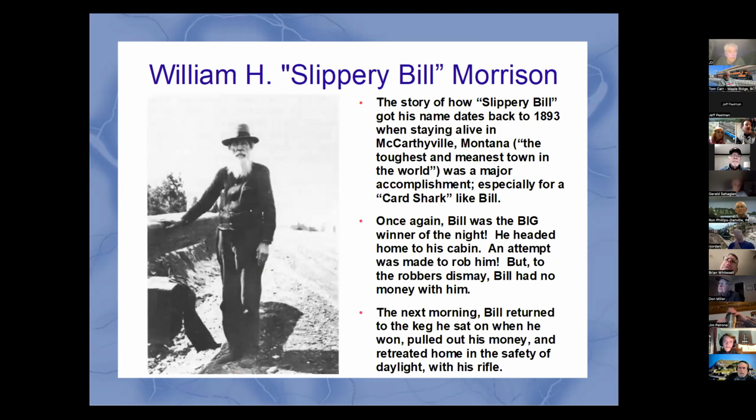Okay, William Slippery Bill. How he got his name dates back a long time, when he lived in McCarthyville, Montana, which was a little fly-by-night western town full of gambling and prostitutes. Staying alive for anyone in that town was a major accomplishment, especially a card shark like Bill. One night he was the big winner, and he left to go home to his cabin, and they made an attempt to rob him and hit him over the head. He recovered from it, but he went back to the saloon the next morning and got his money out of the keg he was sitting in, and he retreated home in the daylight with his shotgun. So he was prepared.